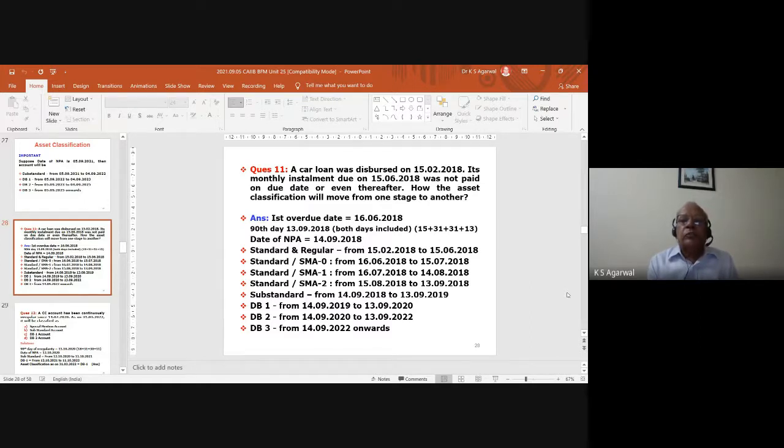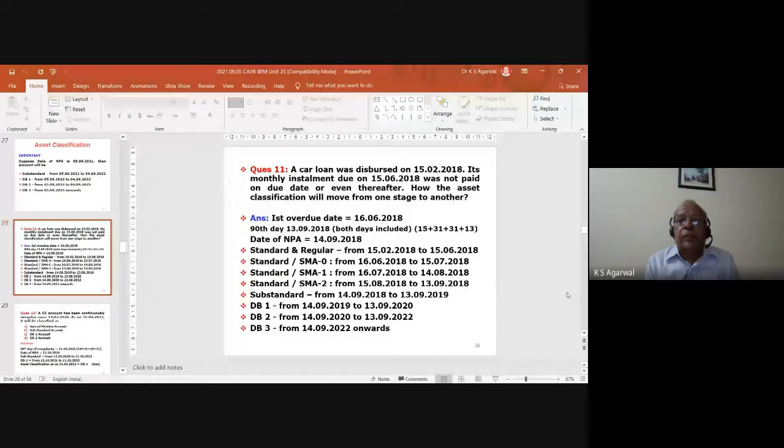Installment was due on 15th June. So first overdue date is 16th June. And as we have seen earlier, we can calculate the date of NPA. And in this case, date of NPA is 14 September 2018. Means till 13 September 2018, this account will be standard, and thereafter it will be NPA. Because no installment was due till 15th June, from 15 February to 15 June it will remain standard and regular.